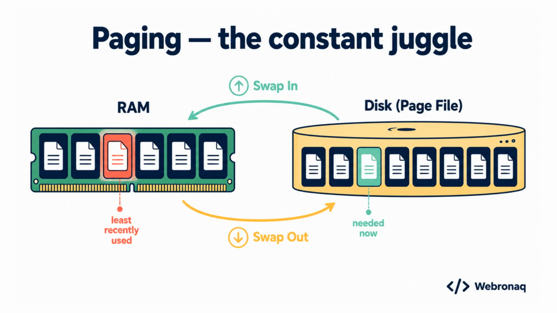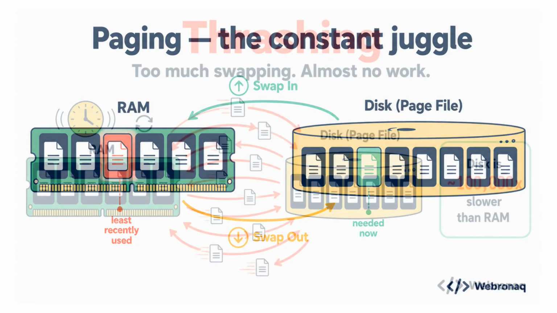That's swapping in. To make room, it might have to swap something else out first. This back and forth is called paging, and it happens constantly, in the background, while you're working. You don't see it, you don't feel it, most of the time. But sometimes you do, and that brings us to the dark side of virtual memory.